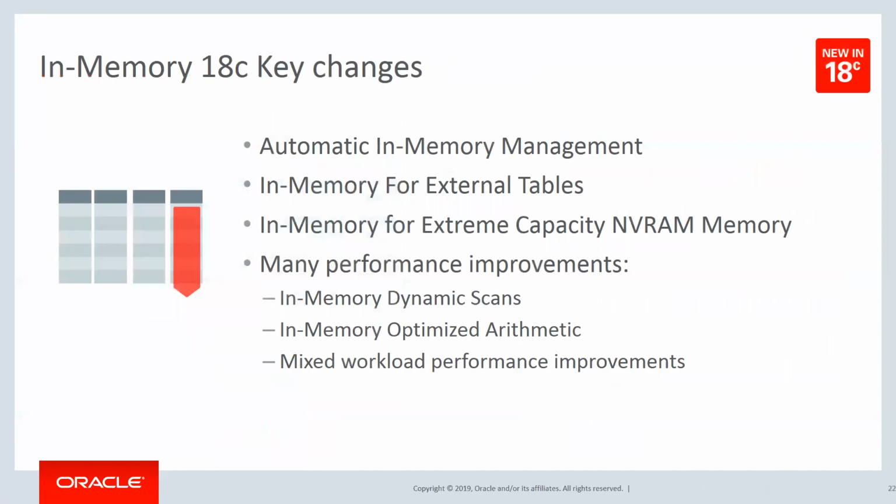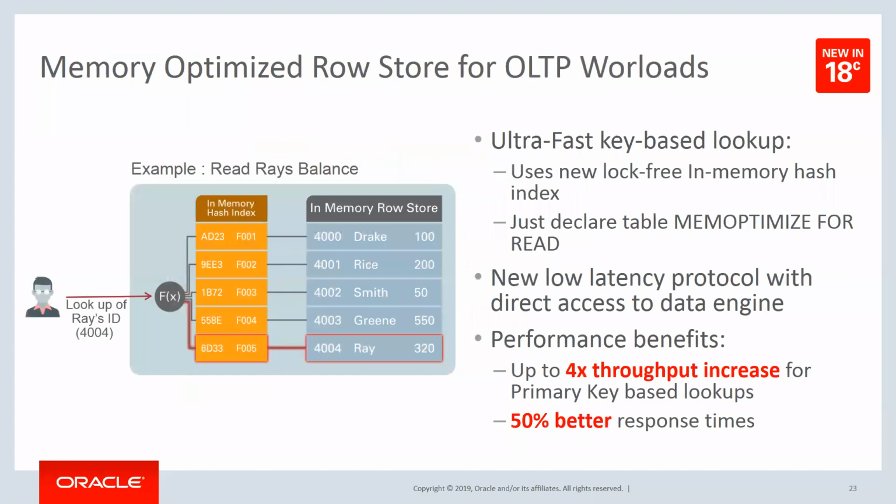So what's new? Key changes. We have automatic in-memory management. We can do in-memory for external tables. So if you have any external tables that you want to analyze, but you don't want to store them as relational tables inside your Oracle database, you can just read them inside your Oracle database and execute them. If NVRAM memory will be available, it will be enabled for in-memory as well, and there are a lot of performance improvements in 18C. One of the things that I really like is something called the memory optimized row store for OLTP workloads. So, ultra fast key value pair lookups in the system.